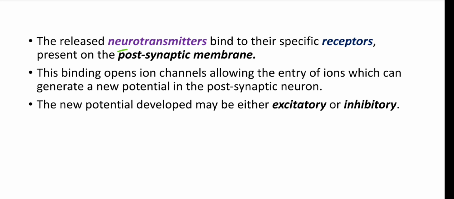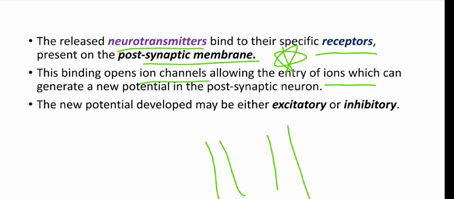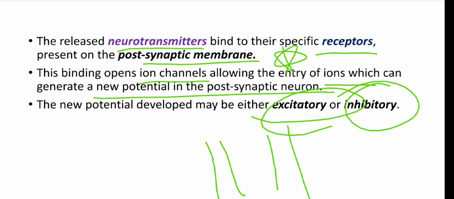The released neurotransmitter binds to the specific receptors present at the postsynaptic membrane. This is very important. The binding opens the ion channels, allowing the entry of ions, which can generate a new potential in the postsynaptic neuron. The new potential may be either excitatory or inhibitory. Either it will facilitate a process or it will inhibit it.